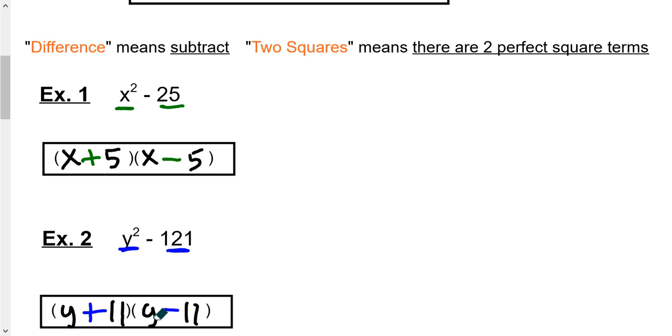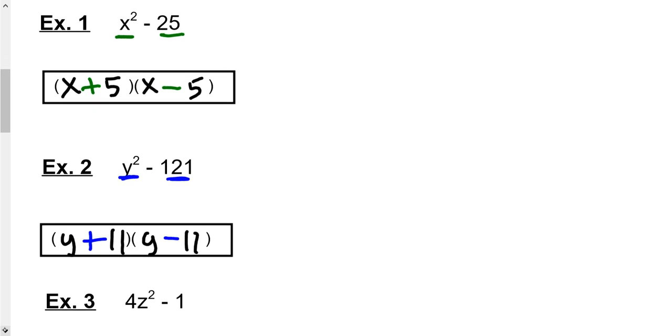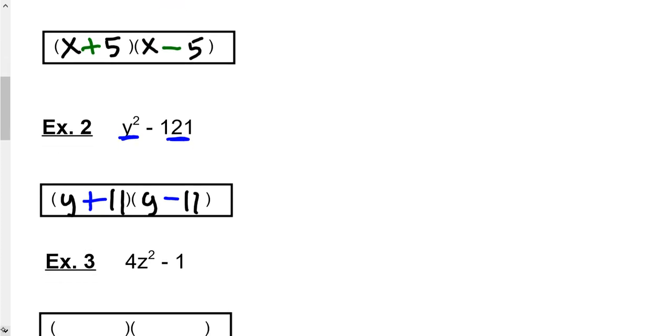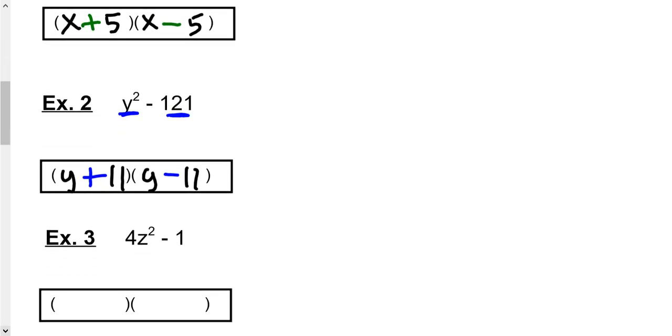You see how this looks? It's not as difficult as you think. It's usually the same routine every time. Let's look at example 3. Example 3 looks slightly different, but we're still doing the same thing. Example 3 says 4z squared minus 1.